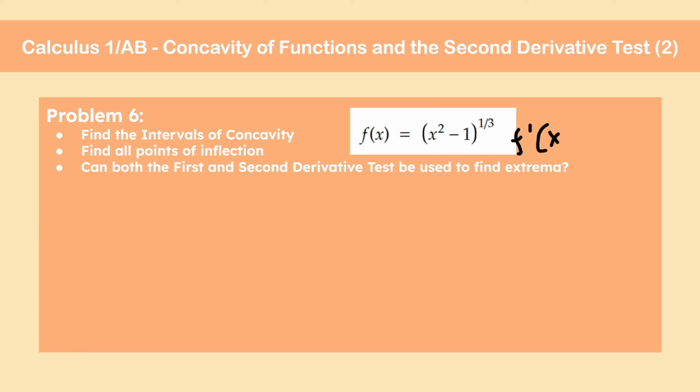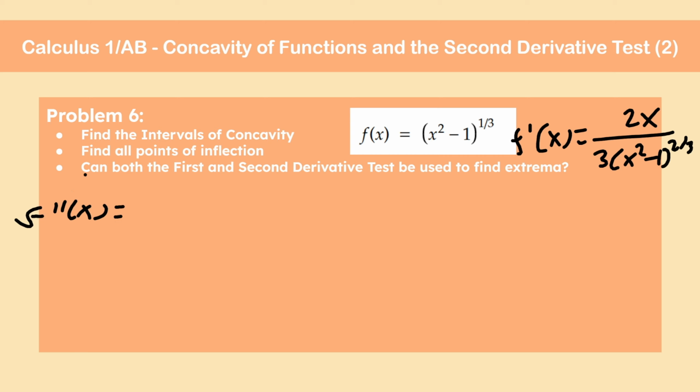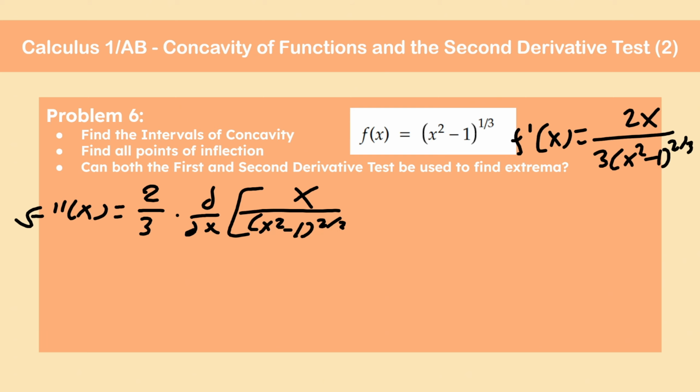So we're going to take the first derivative and then differentiate it again. So we have 2x over 3 times (x squared minus 1) to the power of 2 over 3. And now we're going to differentiate that again for the second derivative. What I'm going to do here is factor out the coefficients and then multiply by the derivative of everything else inside. So now we have d/dx of x over (x squared minus 1) to the power of 2 over 3. And now I'm going to use the quotient rule to simplify.